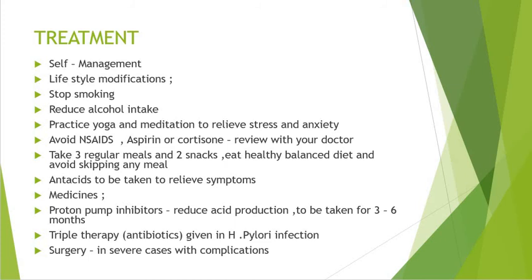Proton pump inhibitors are a group of medicines available. They can be taken in the form of tablets. They have to be taken for 3 to 6 months. This helps by reducing the acid production. And triple therapy is a combination of antibiotics. This is to be taken by people who are found to have the H. pylori infection.